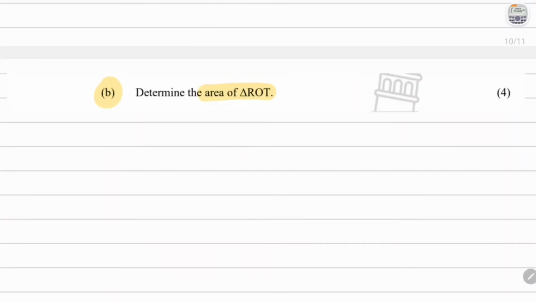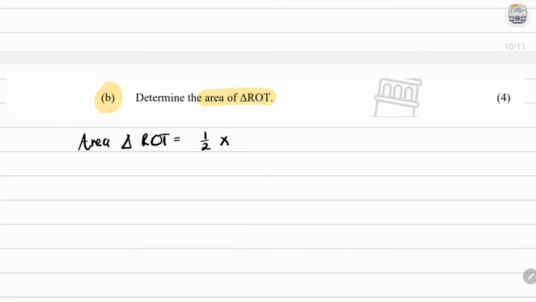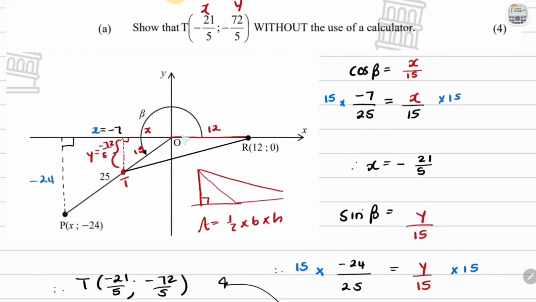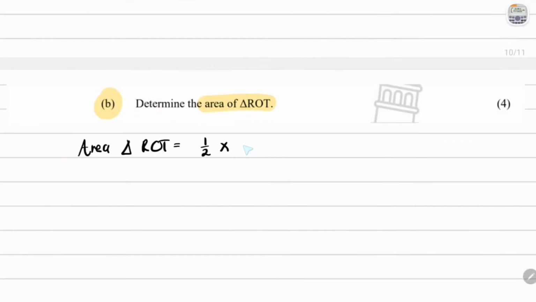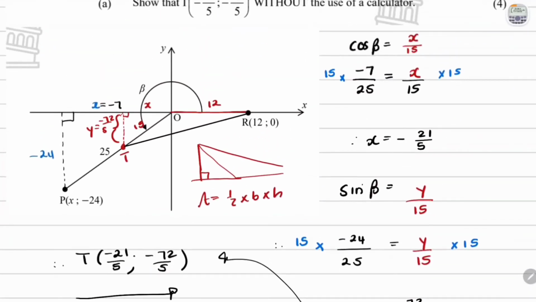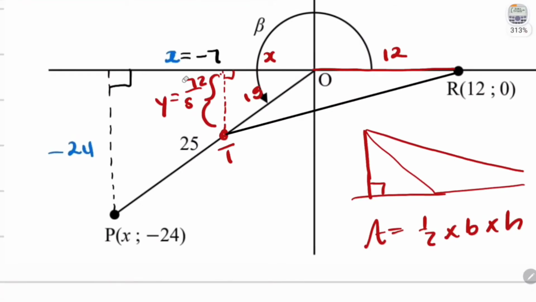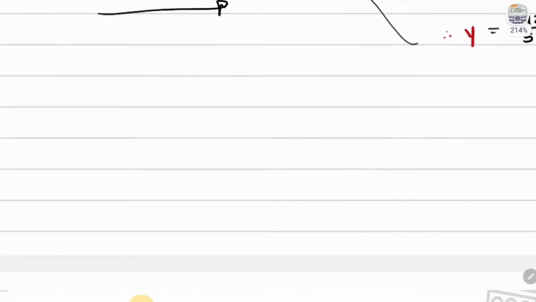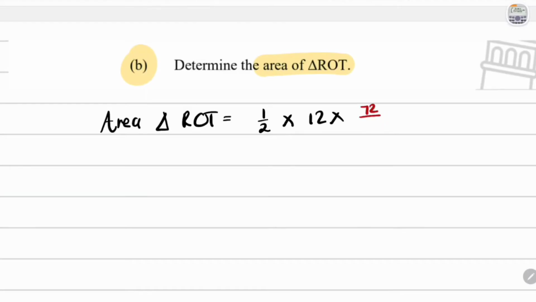So half base times height: the area of our triangle ROT is equal to a half times our base, and our base is 12, multiplied by our height, which is that negative 72 over 5. But we can't take it as negative because it's a height. If you're speaking about the area, sure, it is negative, but as a distance, it is positive. So the distance there is positive 72 over 5. That's what we're going to take there.